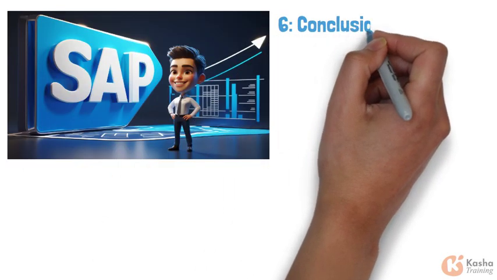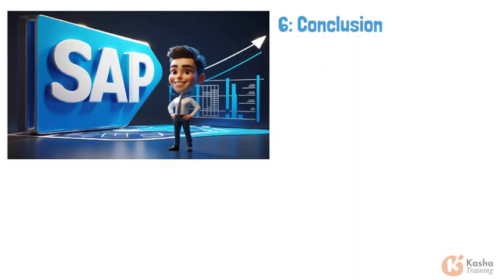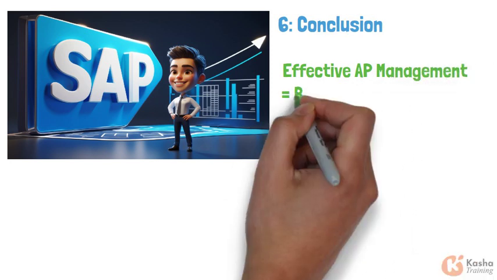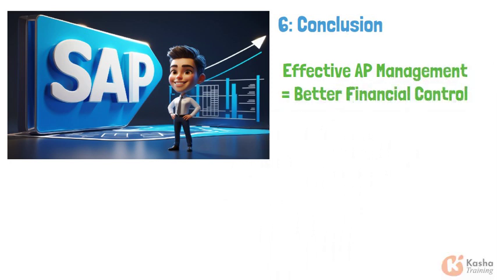6. Conclusion. In conclusion, understanding the end-to-end accounts payable process in SAP is crucial for effective financial management. By following these steps and best practices, organizations can enhance their operational efficiency and maintain strong relationships with their vendors.